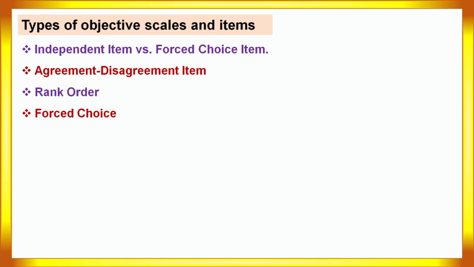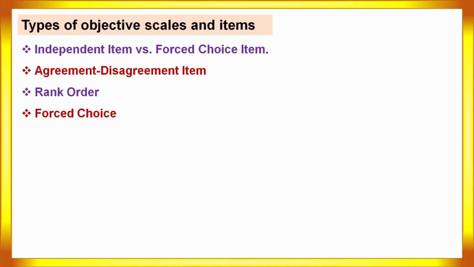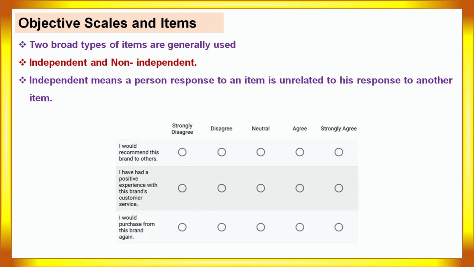Okay. So, now coming to the last part of this lecture, the types of items which are included in the scales. You can classify them broadly as independent and forced choice items. Also, if you leave this classification apart, there are other ways to differentiate between them, like agreement-disagreement items, rank order items and forced choice items. Independent versus forced choice or dependent is one classification, and agreement-disagreement, rank order and forced choice is another, but there is overlapping; these are not mutually exclusive. So, we will look into what these types of items mean.